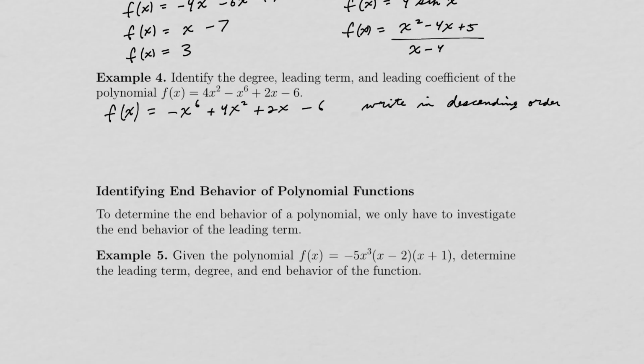So first of all, what is the degree of this polynomial? Well, the degree is going to be the highest degree, right? So it's like the highest exponent. So basically, this is a 6th degree polynomial.